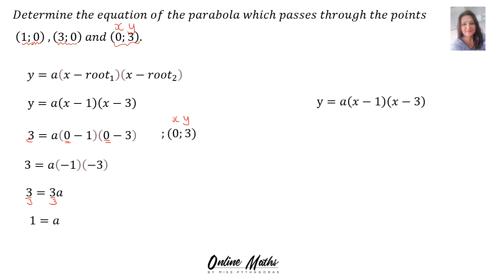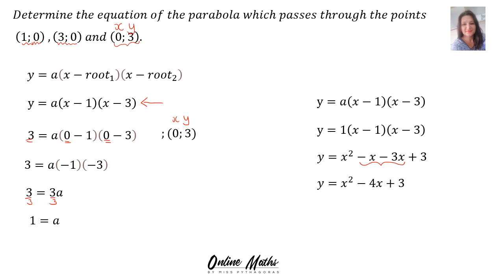Therefore, we go back to this step, y = a(x - 1)(x - 3), and we substitute in a's place the value, and then we will also multiply out the two brackets to give the answer in standard form. When you multiply out the two brackets, you end with x squared - x - 3x + 3, and then you can add your two like terms in the middle. And the equation for this parabola is y = x squared - 4x + 3.